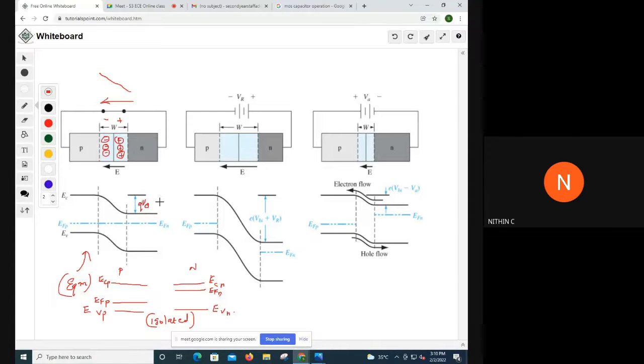What is this? This is actually the barrier height. That is, an electron present in the n side will require QV0 energy. This is the energy band diagram. So an electron present in the conduction band of the n-type semiconductor requires QV0 energy to move across to EC of the P junction. For an electron to come from here to this side, it needs this much energy.